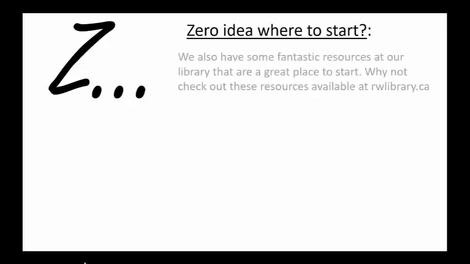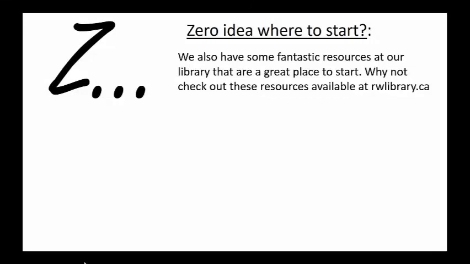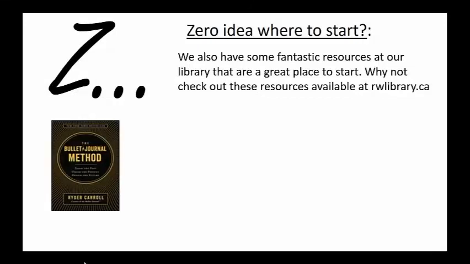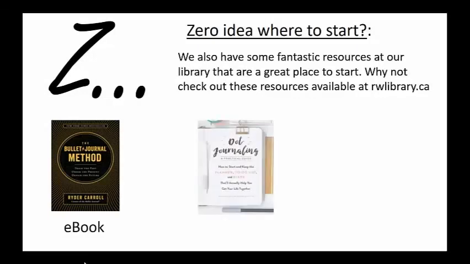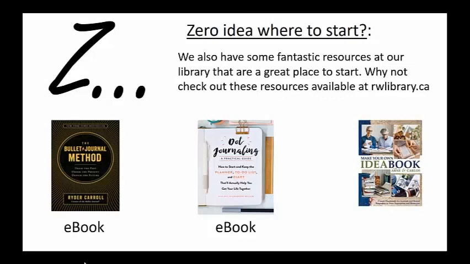And in the meantime, make sure to check out some fantastic resources we have in the Regional Waterloo Library's collection. One, we have the Bullet Journal Method, and this is the book written by Ryder Carroll, the creator of the Bullet Journal. This is available as an ebook in our catalog. Next, we have Dot Journaling, a Practical Guide, also available as an ebook in our catalog. And finally, we have Make Your Own Idea Book. All of these books are great places to start to get inspiration, ideas on what might work for your spreads, as well as how you want to use your journal. That's one of the most important parts that you need to figure out.